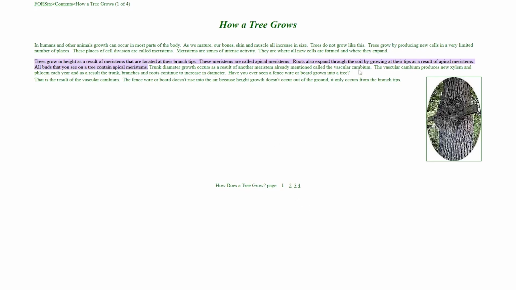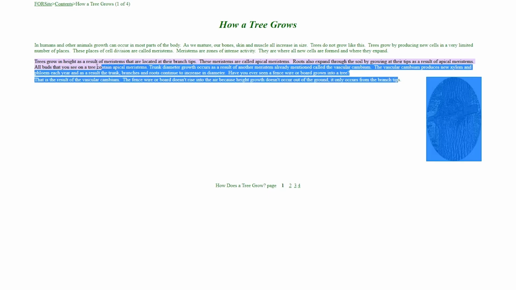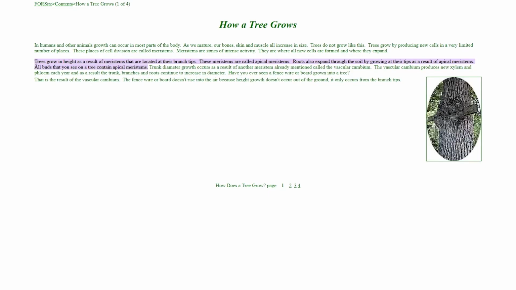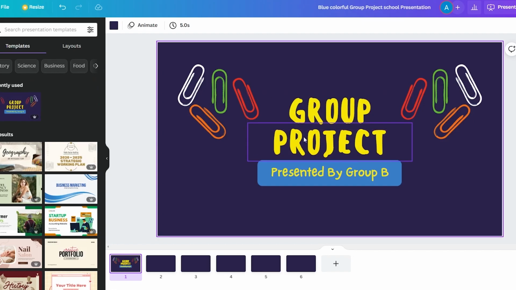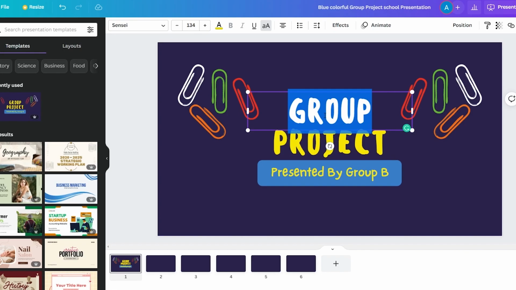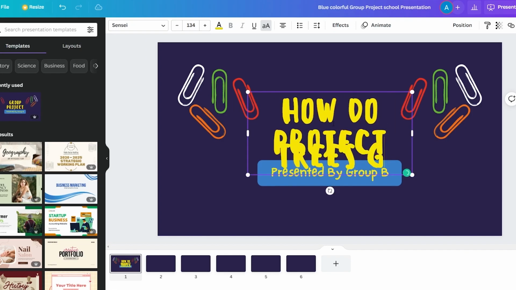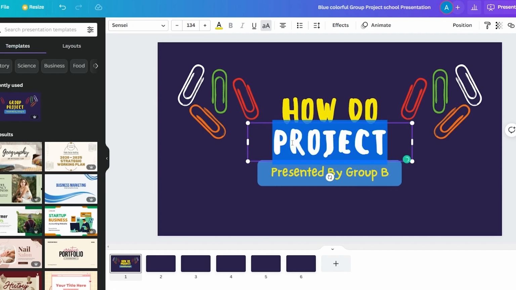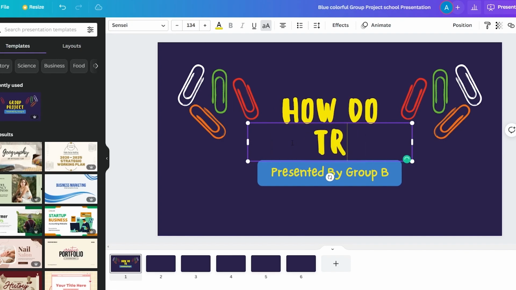Here you can see that we have this paragraph. We can simply make presentations from these particular points. I'm going to copy the first line, come back over here onto our project, and firstly double click on this text. When you double click, you can modify the text and everything about the text. So firstly I'm going to write the text over here, how do trees grow. I'm going to leave the "how do" on the first line, then double click over here and type in "trees grow".